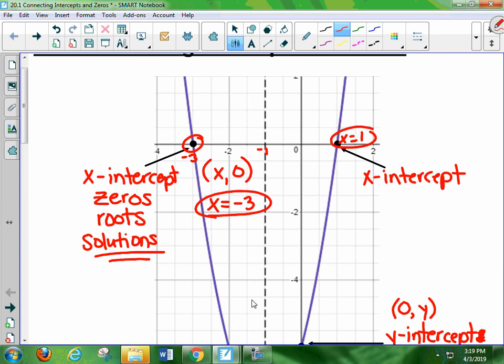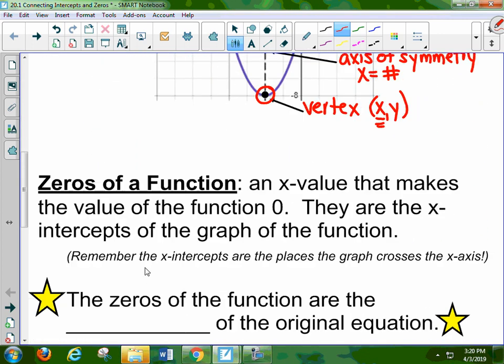Again, it's knowing that vocabulary. In this case, on the state test, they could also say, what are the zeros of the function? Well, my zeros would be at x equals -3 and at x equals 1. They could say, what are your roots? They could ask you, what are the solutions? So any of these four things are all asking the same question, really.